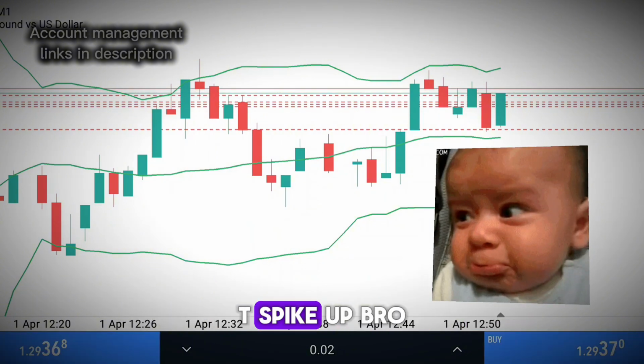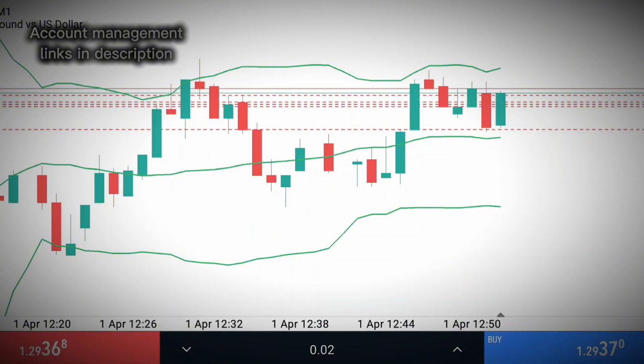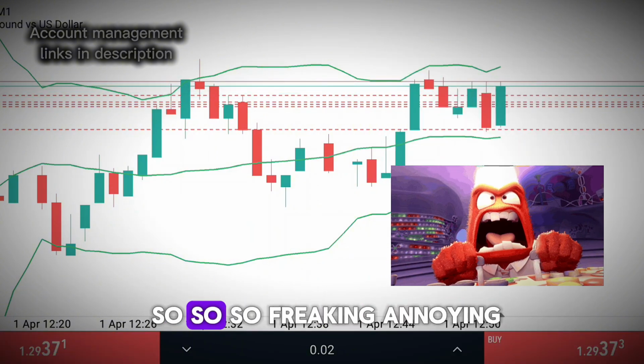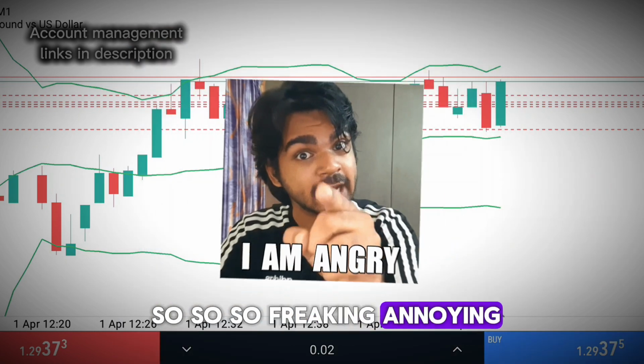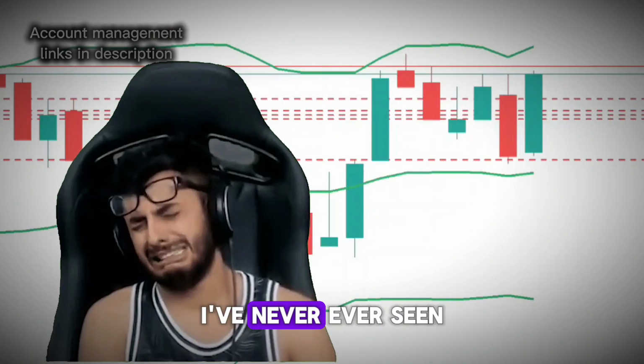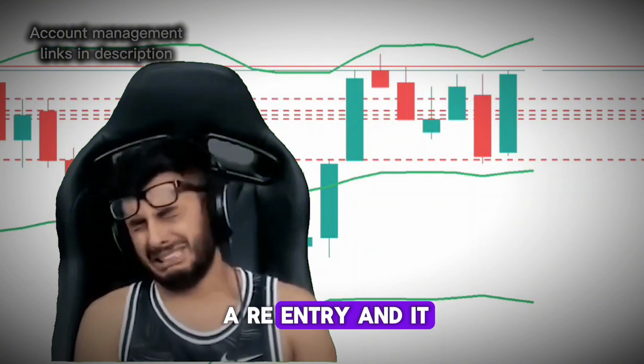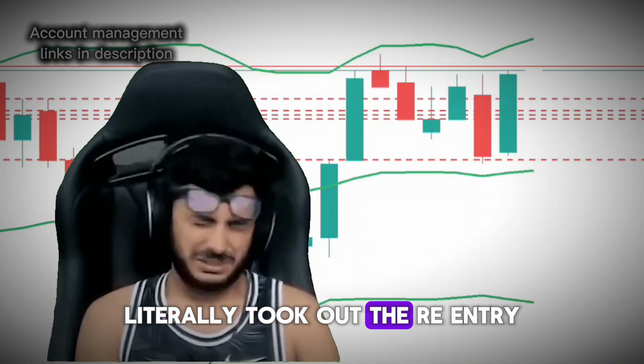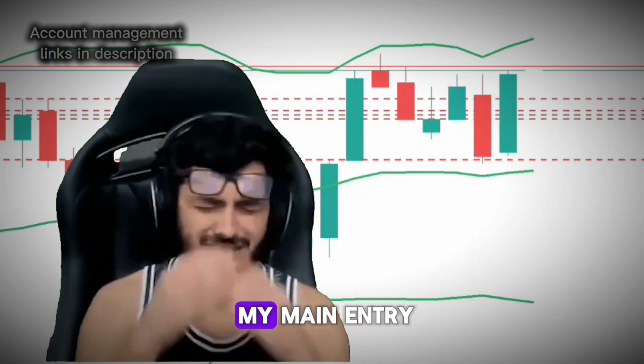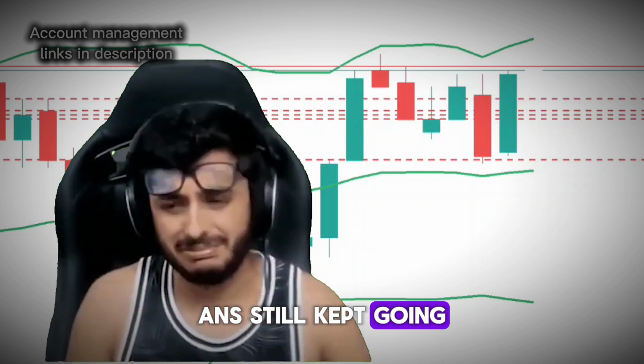Dude, look at that spike. Oh, bro, this is so freaking annoying. I've never ever seen a spike like this in all my life, whereby I entered the range and it literally took out the entry and then took out my main entry. It still kept going back up.